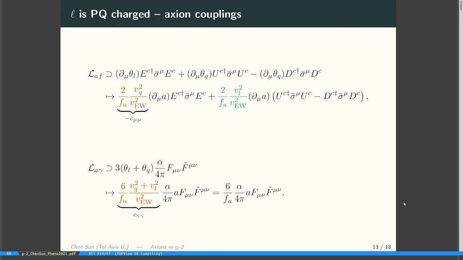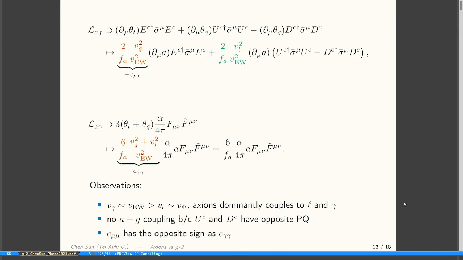From this, we can make a few observations. We have indeed the axion decay constant smaller than the electroweak scale, and there's no axion gluon coupling. And also, very importantly, we have this axion muon coupling that has the opposite sign as the axion photon coupling. That's important because only if they have the opposite sign, the contribution to the muon g-2 is in the right direction to raise the standard model prediction instead of lowering it.